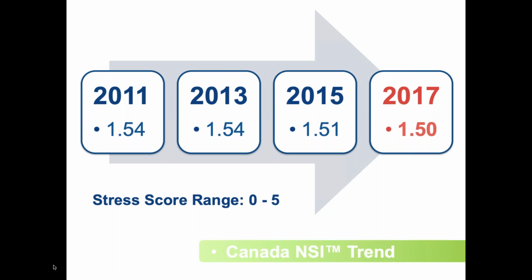The next example I have here is for Canada. Canada has very similar NSI scores, but the trend from 2011 to 2017 is going towards a lower score. And the last example I have here is the United Kingdom, which appears to trend to a higher score from 2011 to 2017, but there appears to be some more fluctuation. So how do these scores compare to other countries?